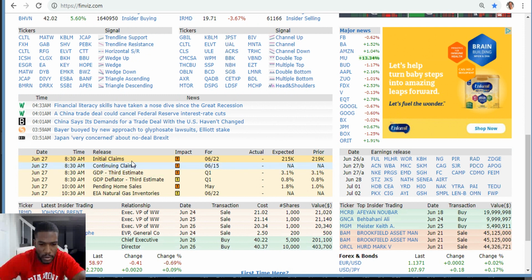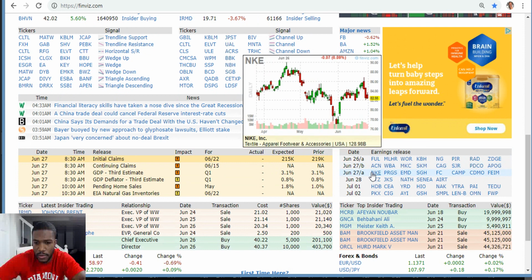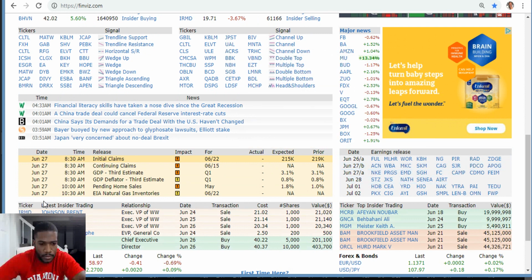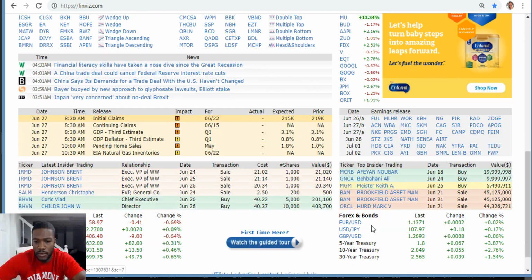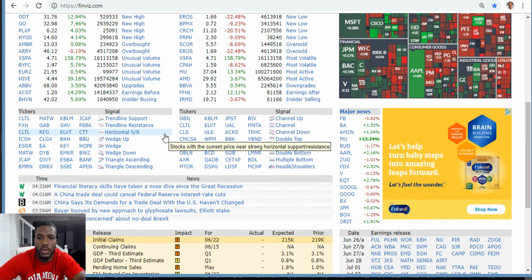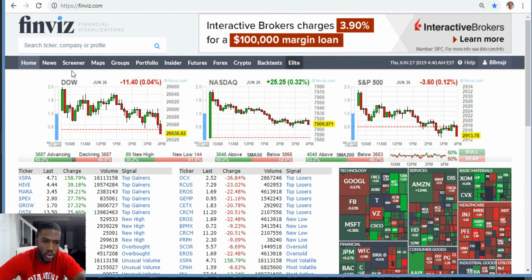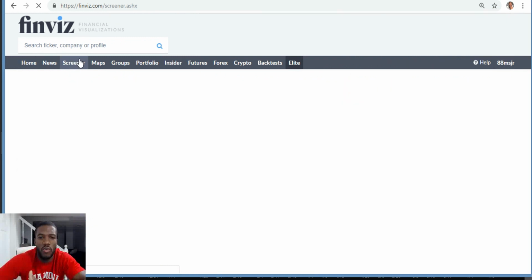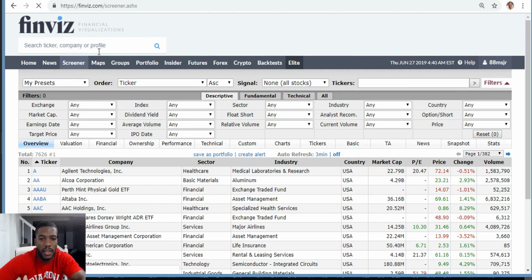We have some earning release dates, upcoming earnings, latest insider trading stocks. If you're into that type of stuff, futures, whatever you in for, you into, it got it. You can also come here to screener, right? And you can punch in your own criteria and look for exactly and specifically what it is that you want to look for. So you'll come here, you would put in screener, you would come here.